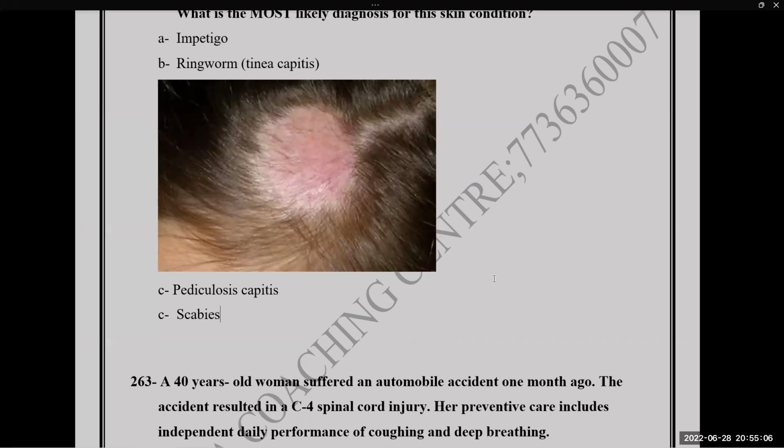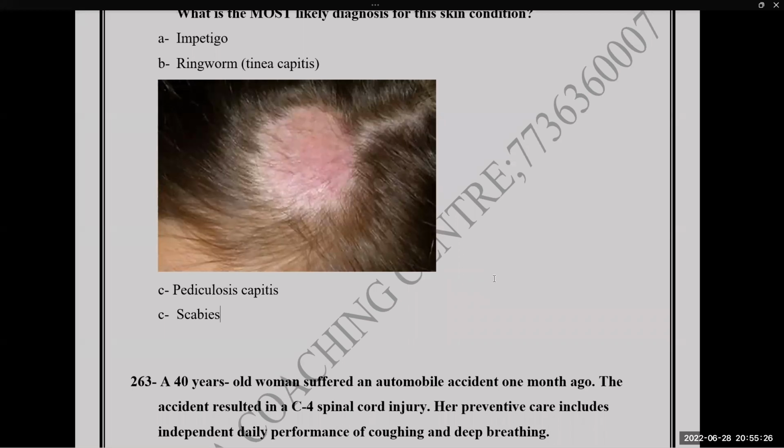What is pediculi? Is anyone? Pain. It is lice.